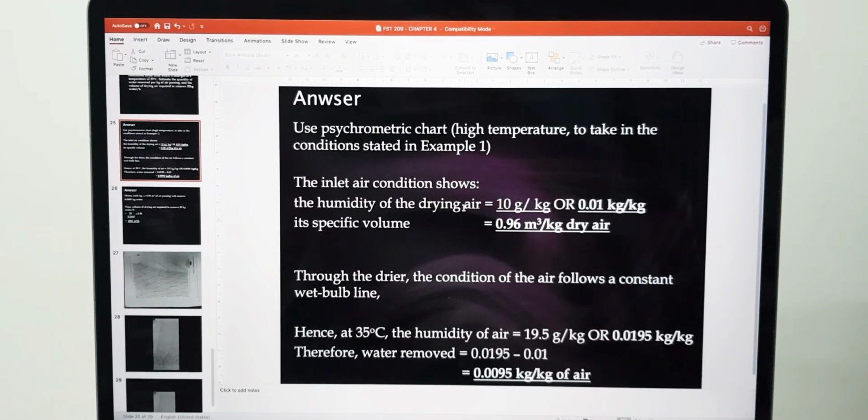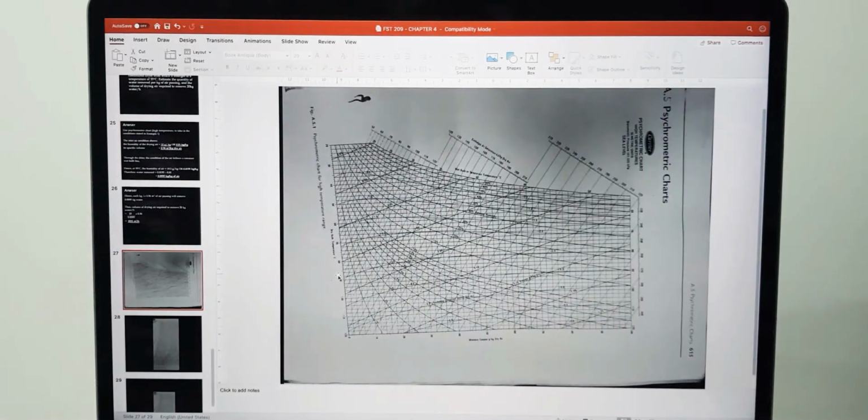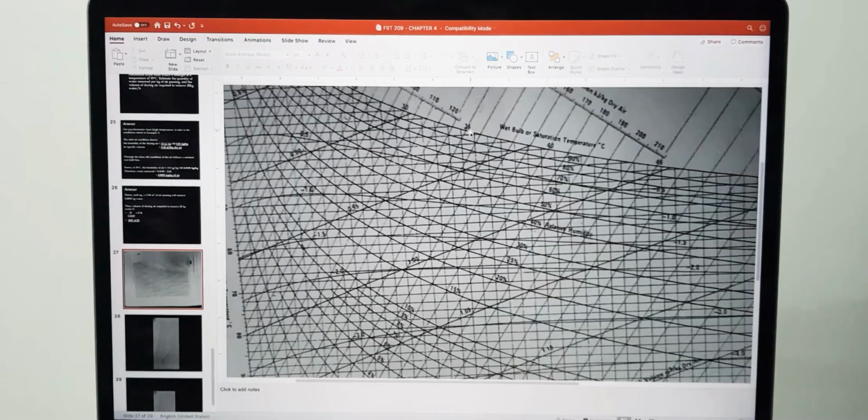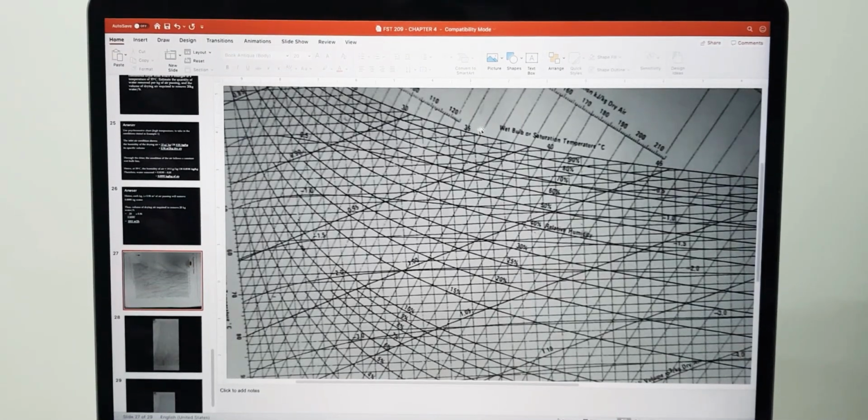So the first one is dry air, then the following is wet air. At temperature 35 degrees Celsius, this is considered as wet air. So how do you get the moisture content of wet air? Again, you need to use the psychrometric chart. But this time you are not going to use the dry bulb temperature, you need to use the wet bulb temperature over here. So find the value from the wet bulb, where the wet bulb temperature is 35 degrees Celsius.